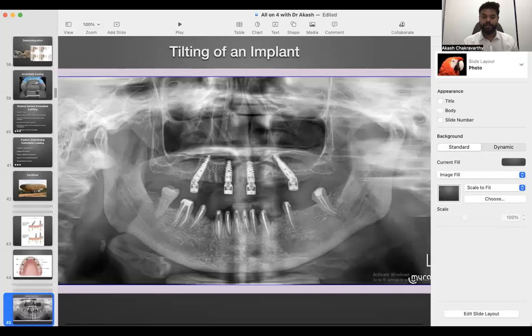Let me get my cursor over here. Okay, now I think you can see my cursor too.